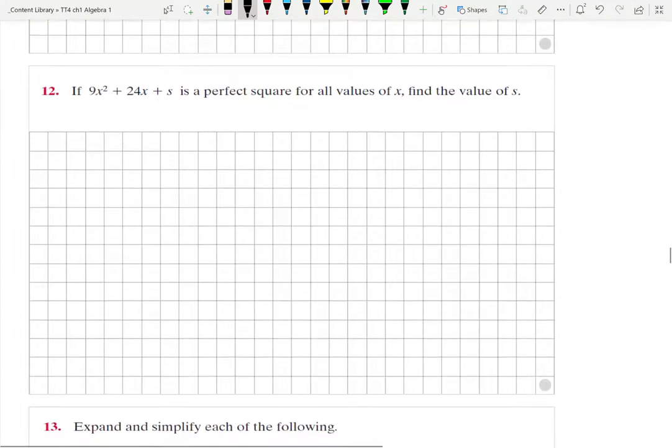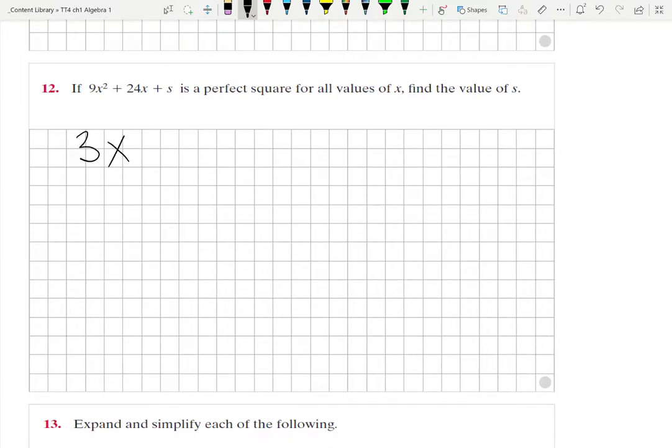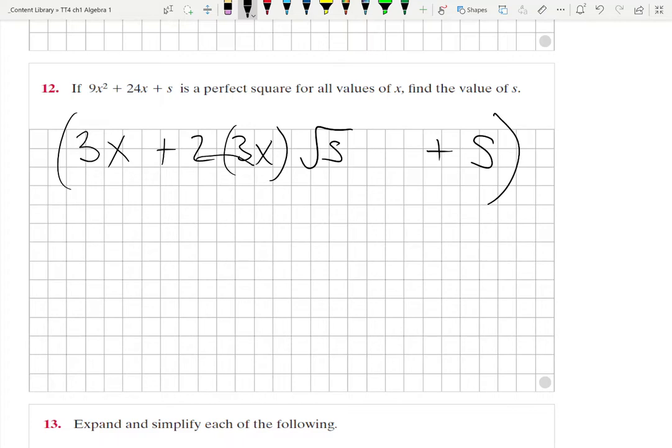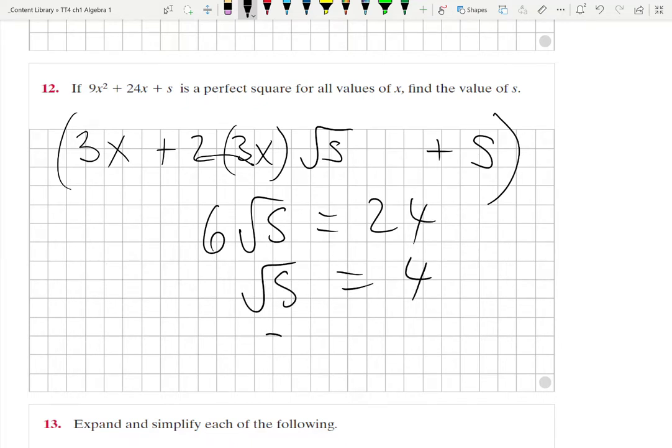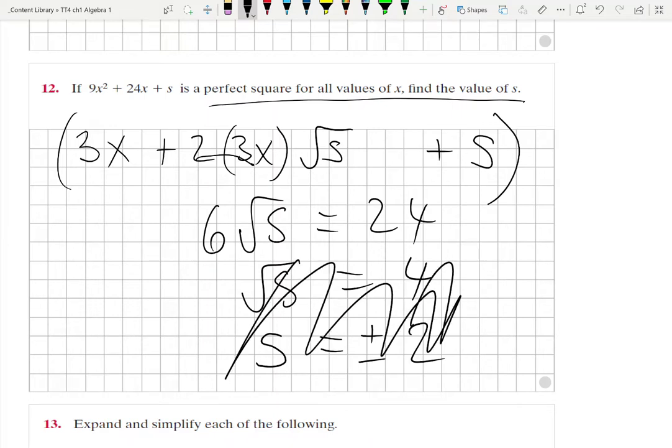What am I looking at here? S. So basically you've 3x and then you've 2 times 3x times whatever the base of s is. Okay, but this is 6. Root s is 24. Root s is 4. S can be positive or negative. Plus or minus 2. Hold on, root s is 4. Square both sides. S is 16. Oh, that's positive. Has to be positive.